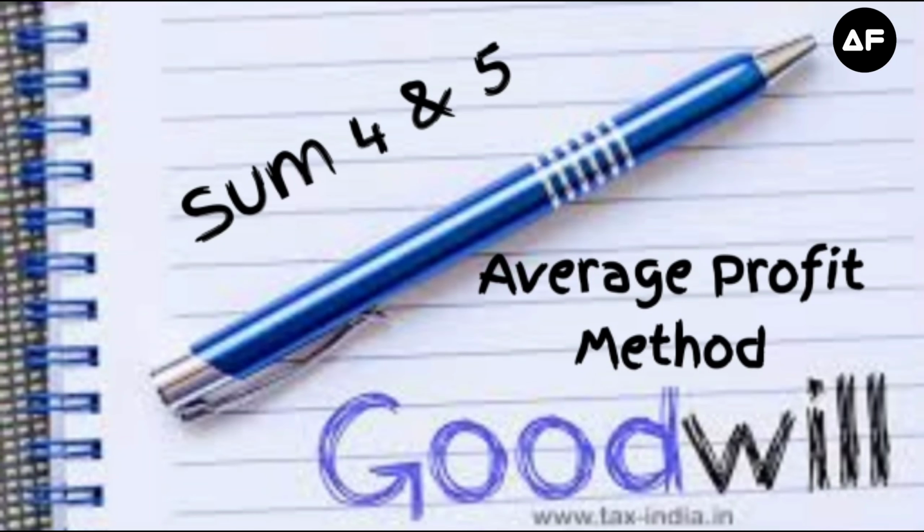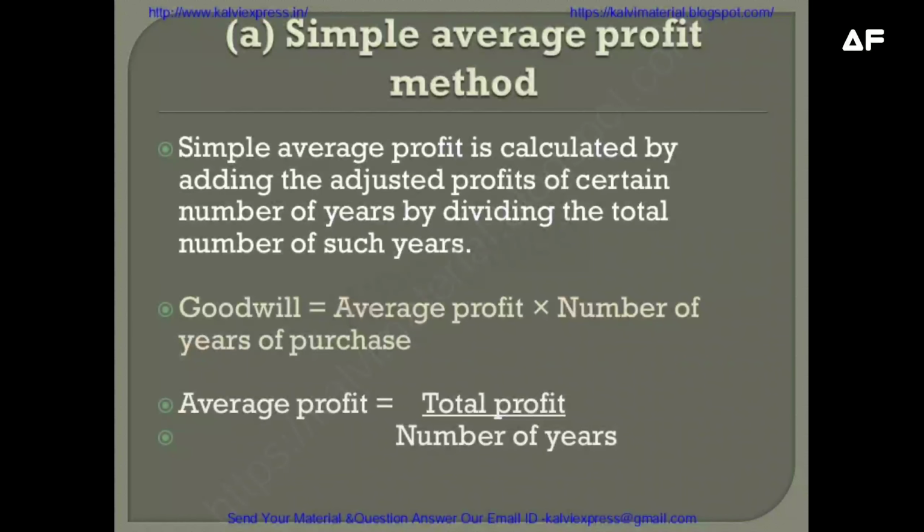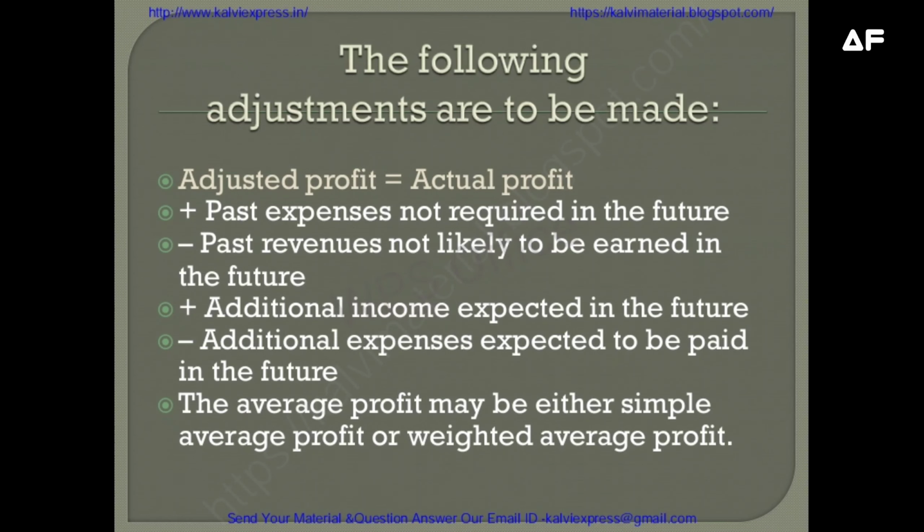In this video, we are going to see about the calculation of goodwill under simple average profit method, which we have already seen under 3 steps. That is, firstly, calculating the total profit, secondly, calculating the average profit, and finally, calculating the goodwill on the basis of the average profit. But in the following sums, we are going to have certain adjustments which have to be made before finding out the calculation of the goodwill.